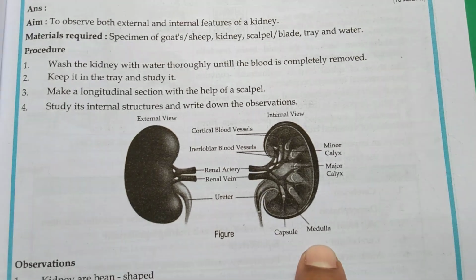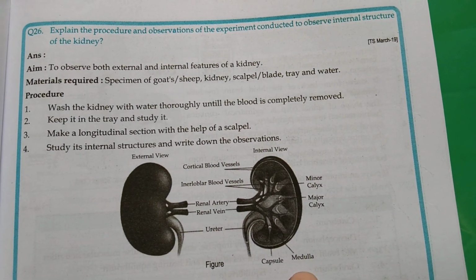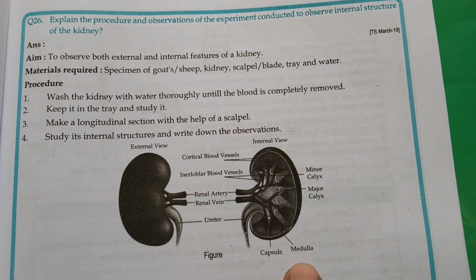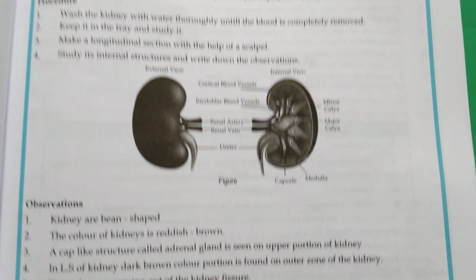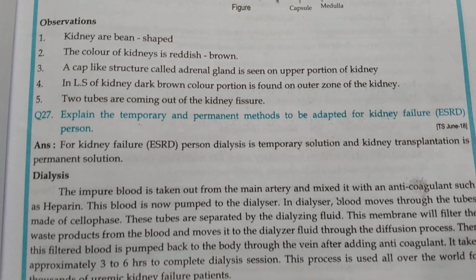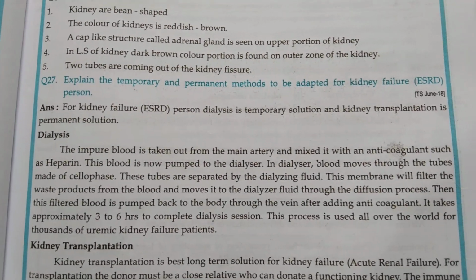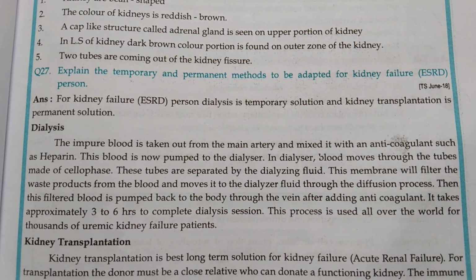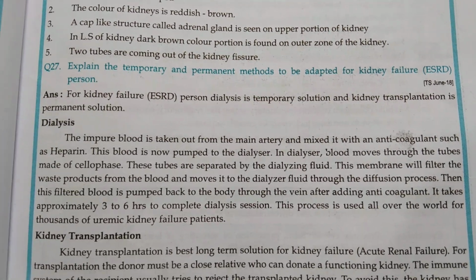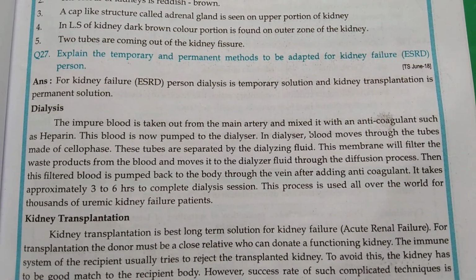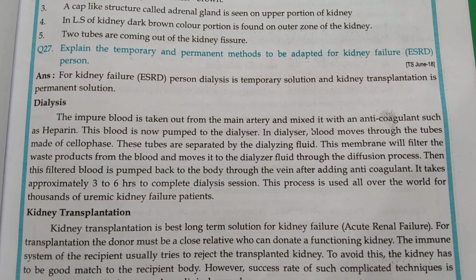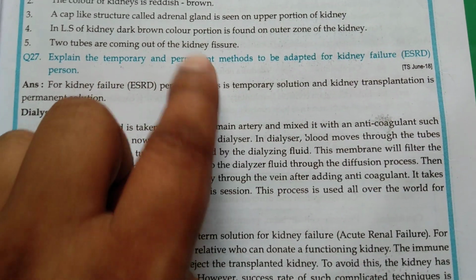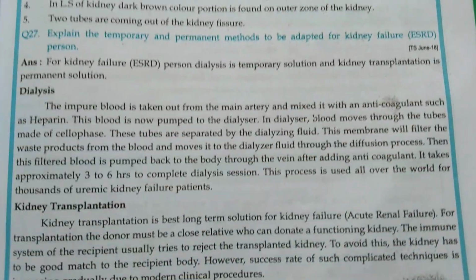Okay children, so that was the internal structure of the kidney. Observe the experiment conduction, right, which is also a most important question. Now coming to one more important question: explain the temporary and permanent methods to be adopted for kidney failure. For a kidney failure person, dialysis is a temporary solution and kidney transplantation is a permanent solution. What is the temporary solution? Dialysis. What is the permanent solution? Transplantation.